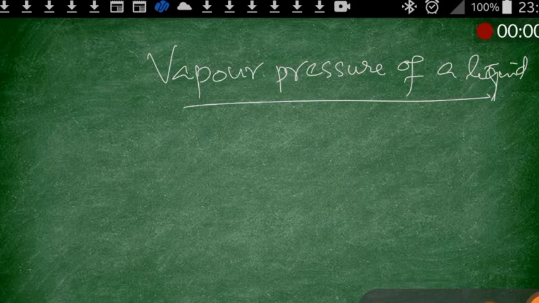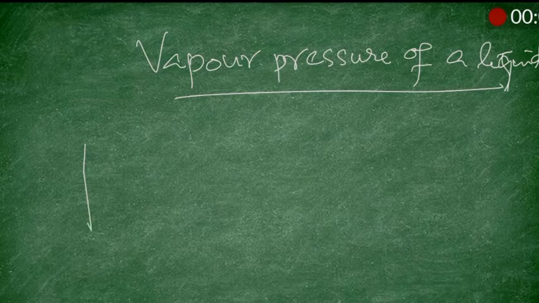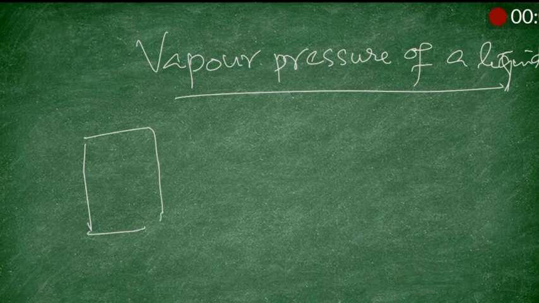And what is this vapor pressure of a liquid? For example, you are taking a liquid in a container. So this could be the container. It's a closed container. This container has a speciality: it is connected with a barometer.